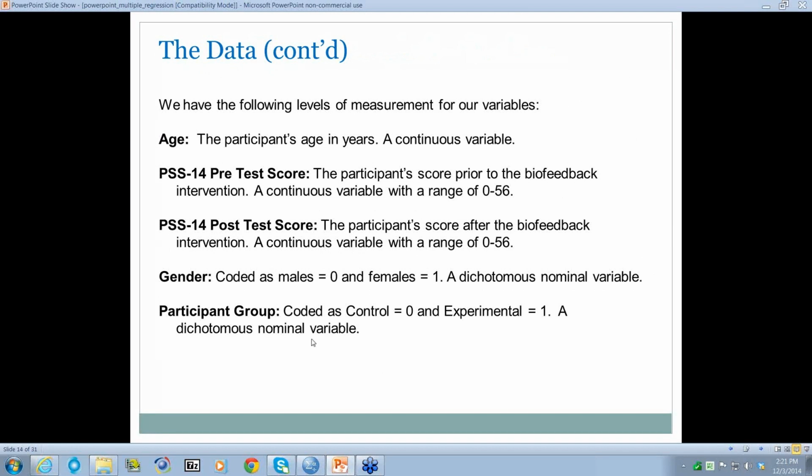Our participant group also is a dichotomous variable. We coded it with the control as 0 and the experimental group as 1. So again, the model is going to model the control group, the people who did not receive the biofeedback, and we're going to see if there are any significant differences for the experimental group when compared to the control group.